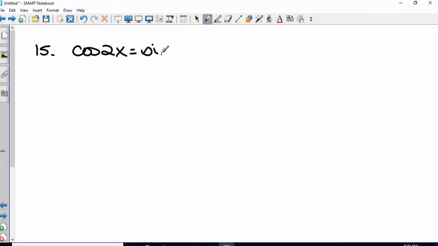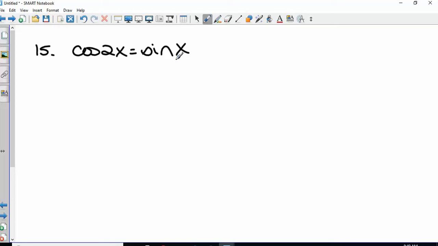Number 15. What's wrong with this one? We have both cosine and sine, and we also have what? One of them has a 2x. So we have to rewrite this so that the angles are the same.